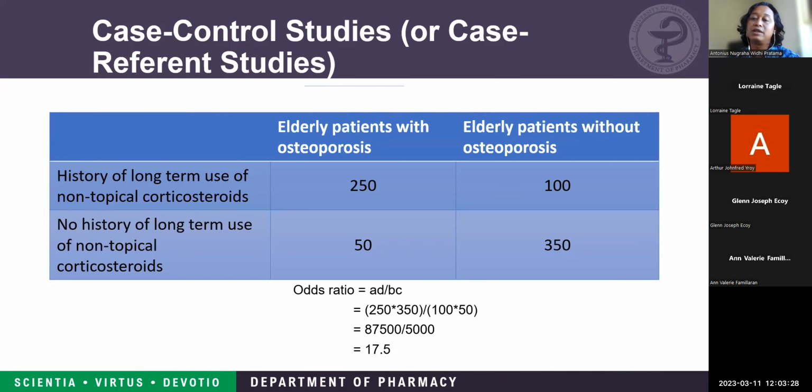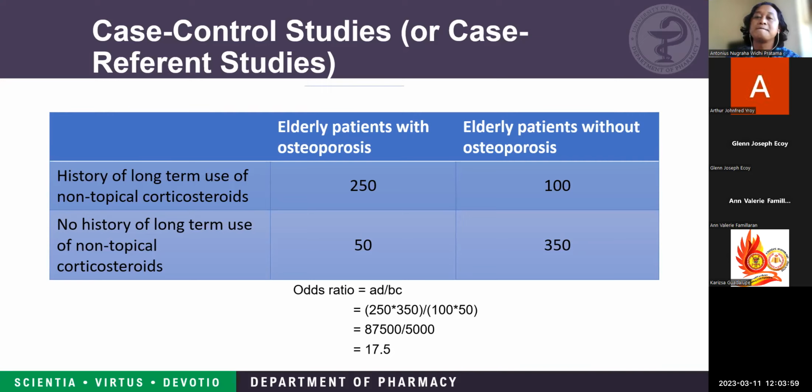You use 17.5 times higher than, because the odds ratio is more than 1. If the odds ratio is less than 1, let's say for example 0.5, then it has the protective factors, right? So it has 0.5 times lower risk to develop something. Okay, please remember that.